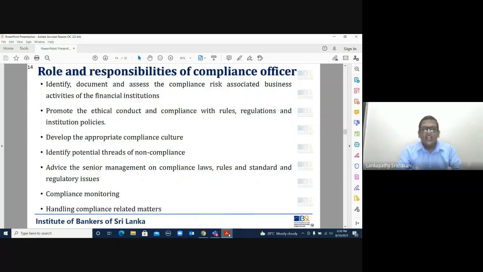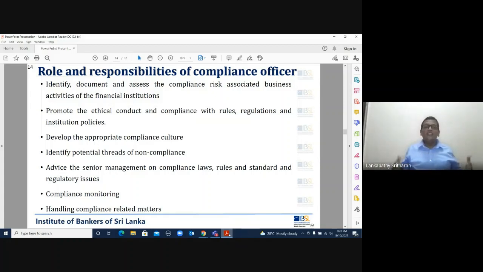So the first role and responsibility of the compliance officer: identify, document and assess the compliance risk associated with business activities of the finance institution. In a bank and finance institution, there may be several business activities. It may be branch operation, it may be treasury operation, it may be related to a new product. Likewise, there may be credit operations, and several other business activities.